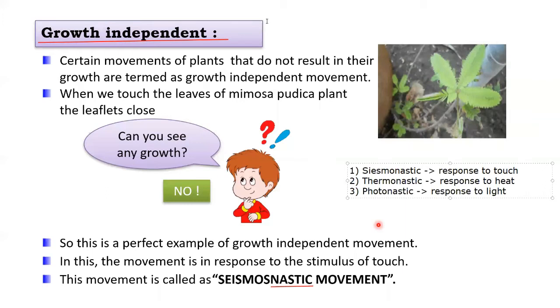Seismonastic का हम लोगों ने अभी just देख लिया, कौन सा? Mimosa pudica plant, right? Okay, the one which is remaining is what? Thermonastic movement. Let's talk about that. Okay, so let us say that we have balsam seed.